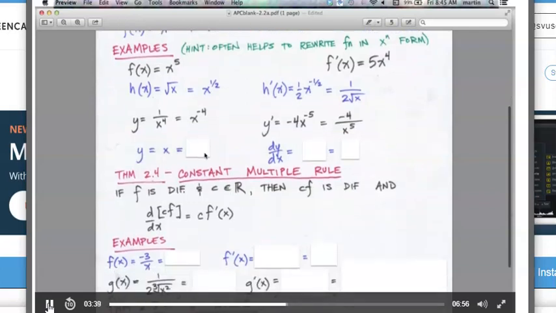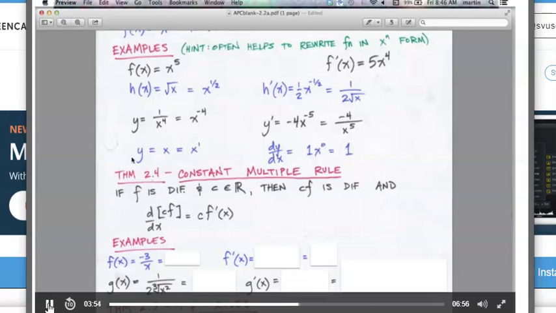Y equals x, think of that as x to the 1st power. Well, it still follows the same rule. Put the 1 in front, drop this to the next integer down, so 1 minus 1 gives you 1 times x to the 0, and all of this is just 1.